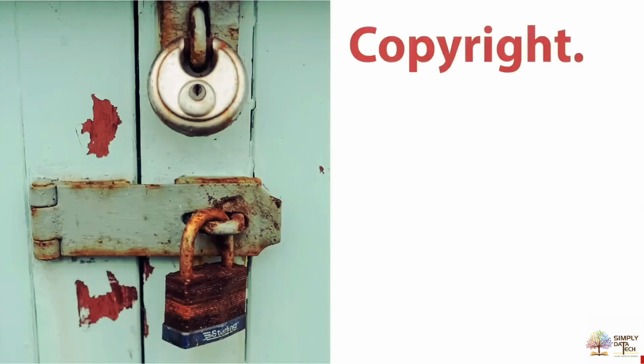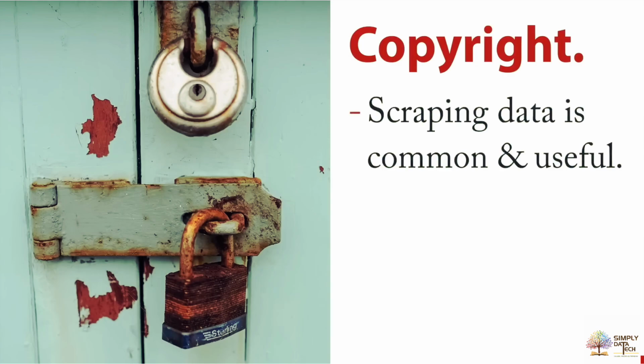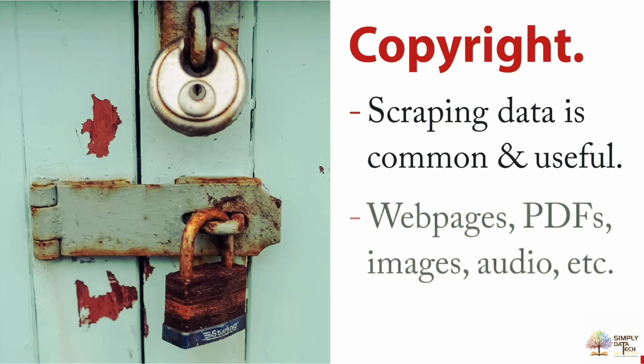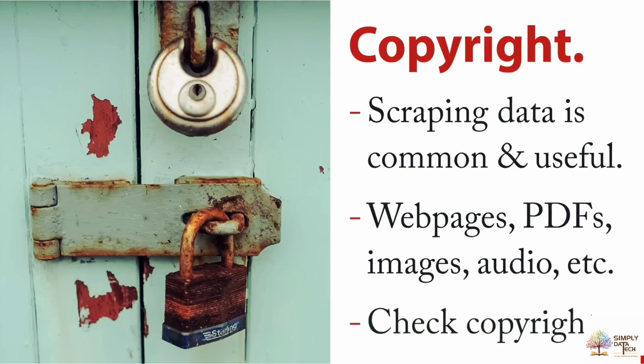Next, there's the issue of copyright, where people try to lock down information. Now, just because something is on the web doesn't mean that you're allowed to use it. Scraping data from websites is a very common and useful way of getting data for projects. You can get data from web pages, from PDFs, from images, from audio, from really a huge number of things. But again, the assumption that because it's on the web, it's okay to use it is not true. You always need to check copyright and make sure that it's acceptable for you to access that particular data.